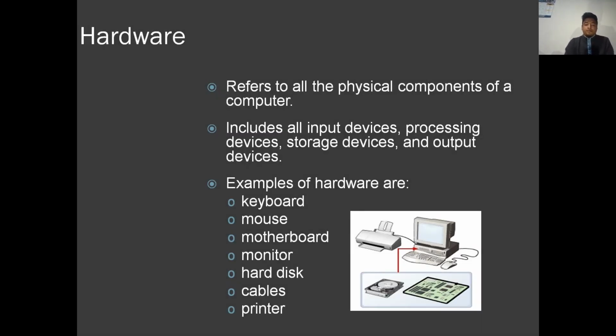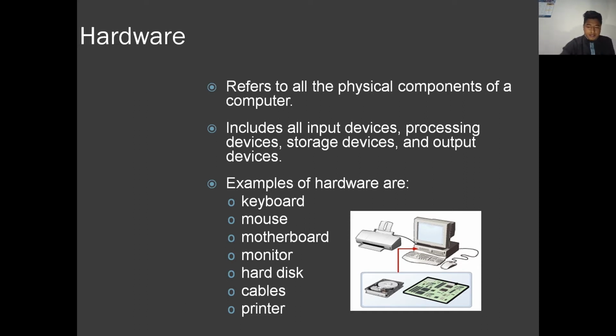Okay, first let's talk about hardware. It refers to all the physical components of a computer. When I say physical component, it means that you can touch it. Imagine this microphone right here. You can touch it. That is a physical component. What you can see and what you can touch, that is a physical component. It includes all input devices, processing devices, storage devices, and output devices. As I've said earlier, it includes the processor, the RAM, the motherboard, the hard drive.